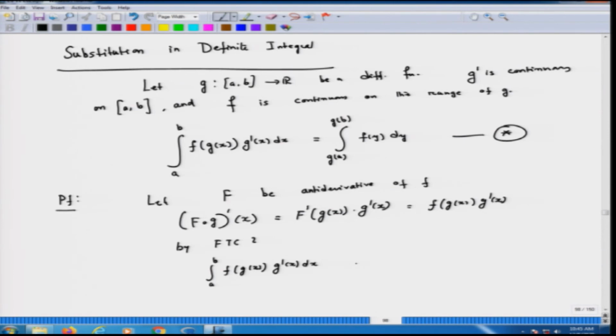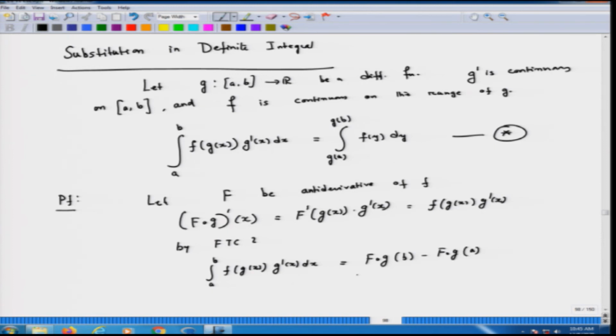So, if we choose our f to be a nice function, then f composed with g is a continuous function, and g prime of x is a continuous function, the way we have imposed the condition on f and g. That is where we are giving that g prime is continuous. So, then this is equal to, by the fundamental theorem of calculus, nothing but F composed with g at b minus F composed with g at a.